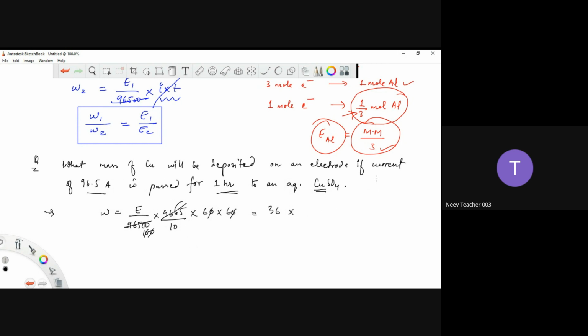We need to find the equivalent weight of copper. Copper's mass is 63 point something; take it as 64 for now. The charge is plus 2, so the n factor will be 2. That will be your answer: 36 into 32. Did all of you get this, or something else? Yeah, I got it. Okay.